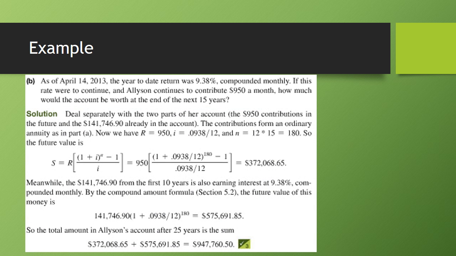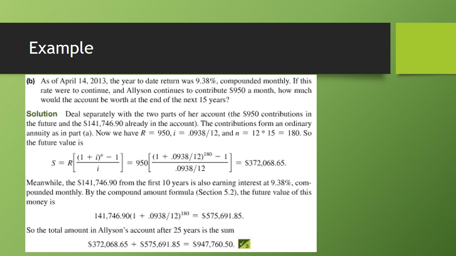All right, we actually have to play this off of Part A. It says deal separately with the two parts of her account: the $950 that are going to be in the future and the $141,746.97 already in the account. The contributions form an ordinary annuity in Part A.